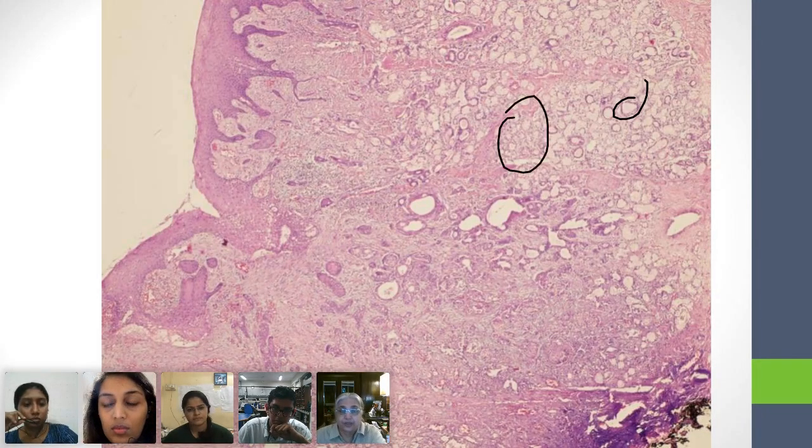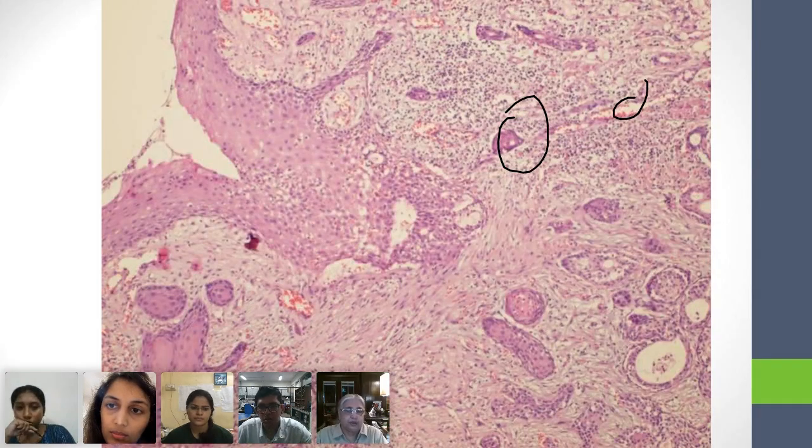So you're seeing that over here, Ashish. Can you see that or not? Yes ma'am, you see ducts which are dilated, branching, and at the bottom somewhere you're seeing some acini. Okay, very good. And this is something that you should have been able to spot at low power. Now, as you come towards the surface, what do you see?